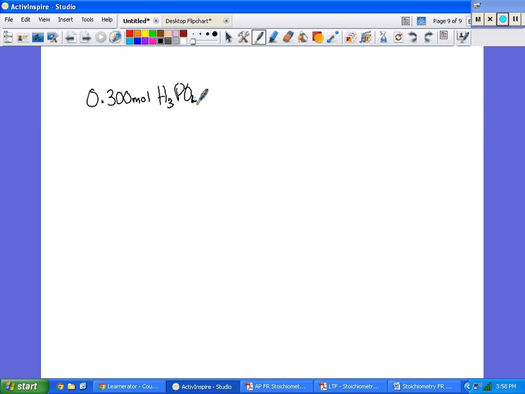What is the mole-to-mole ratio between phosphoric acid and barium phosphate? 2 to 1. Top to bottom? 1 to 2. I'll say it like this. No, that's fine. My bad.